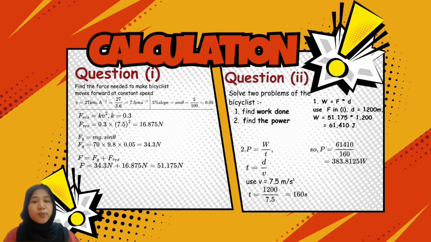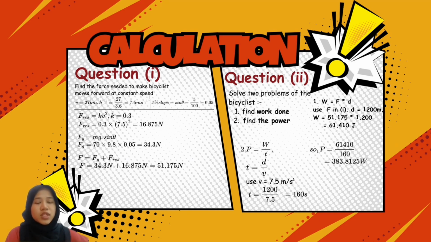Now, we figure out how hard gravity is pulling the cyclist backward down the incline. The formula for the component of weight parallel to a slope is Fg equals mg sin theta. m is for the mass, g for gravity, and sin theta for our slope factor. After substituting all the information into the equation, we get that the value of gravitational resistance is 34.3 newtons.